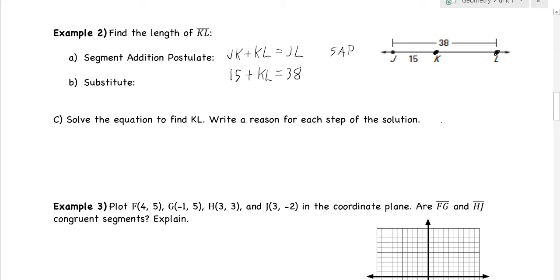And now we can solve the equation to find KL. So with that equation we have, what would we do to solve it? We would subtract 15 from both sides of the equal sign. So that KL is 23. We don't have any units in our diagram, so we don't have to put any units on KL. The steps: we substituted here, replacing something with what we know it's equal to, and then we used the subtraction property of equality and simplified to get our answer.